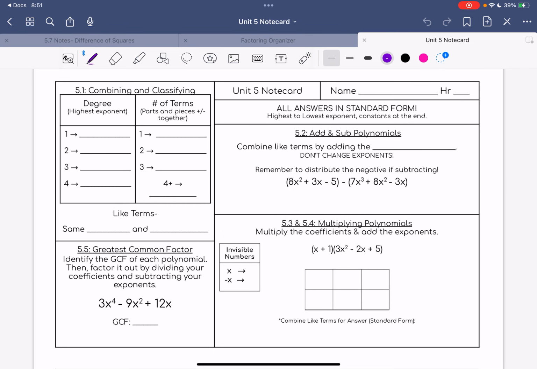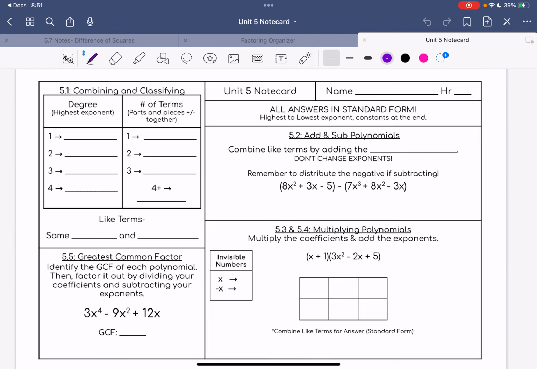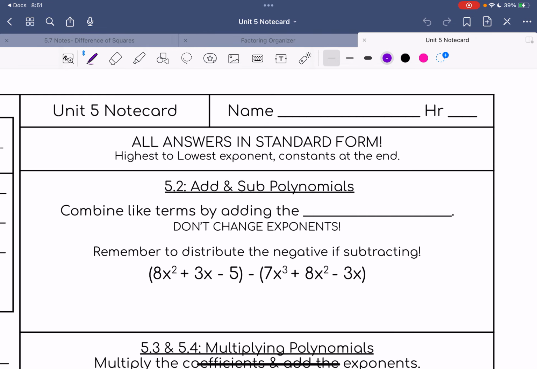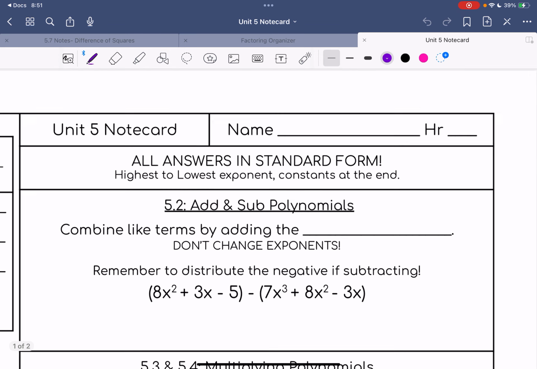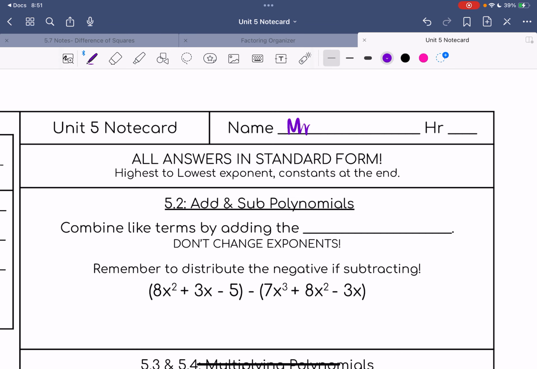Hello, y'all. This is your Unit 5 note card. So you should have a Unit 5 note card. I believe they are purple this unit on our trip around the rainbow of your note cards. So go ahead and throw your name on here. And remember that this is what you get to use on your test.